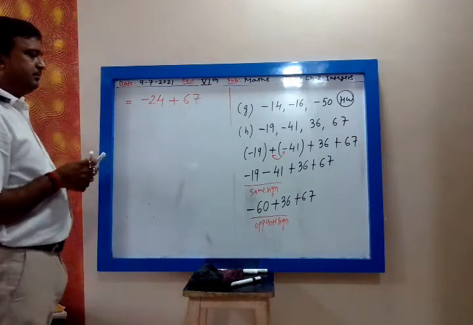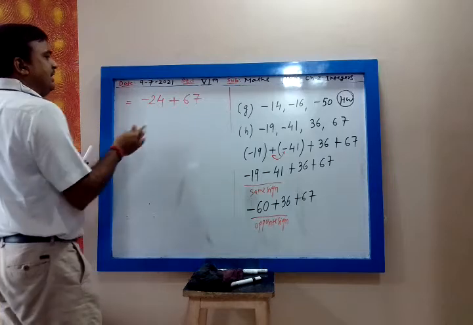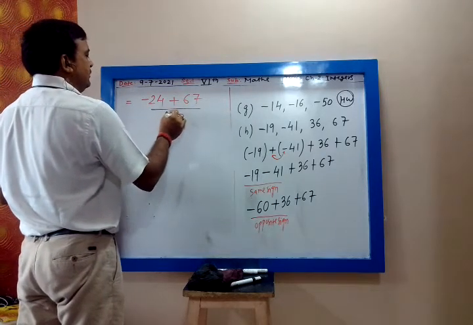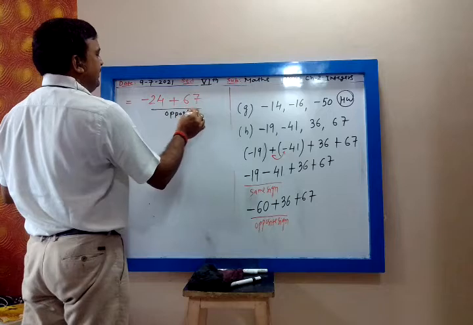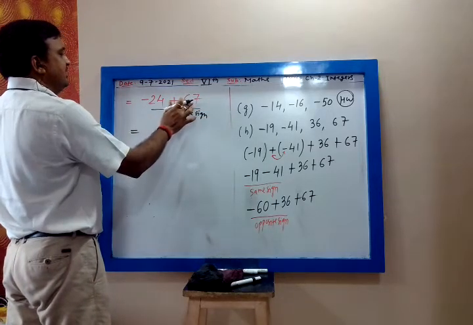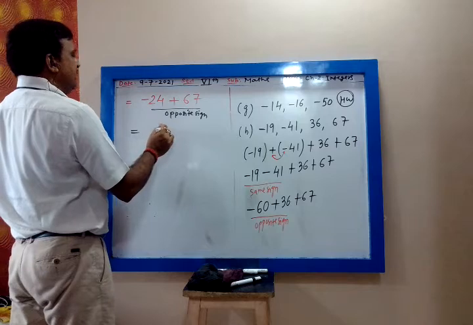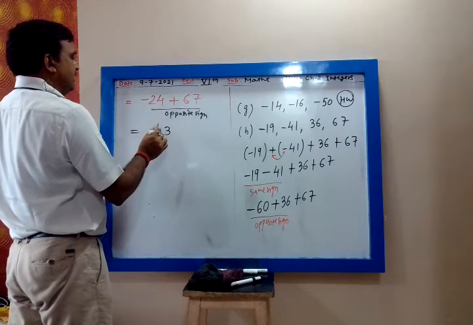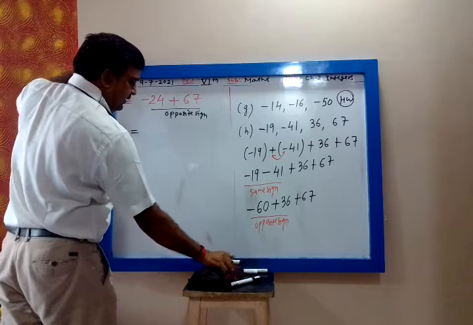Now again you check whether they have same sign or opposite sign. Minus and plus, opposite sign. So whenever you have opposite sign, you have to subtract smaller number from bigger number. 67 is bigger. 7 minus 4 is 3. Then 6 minus 2 is 4. 43. So answer is 43.